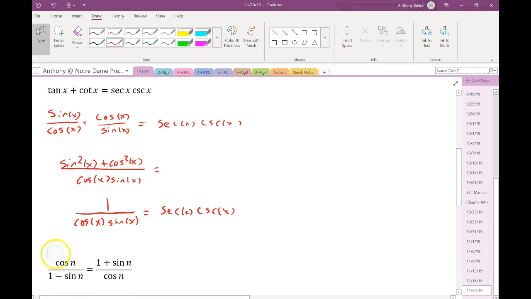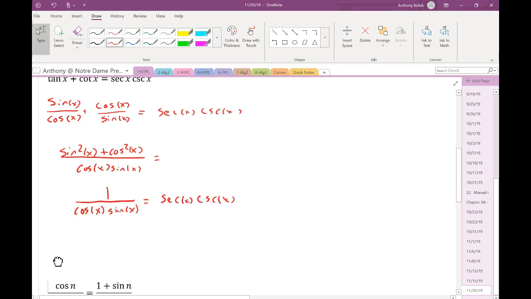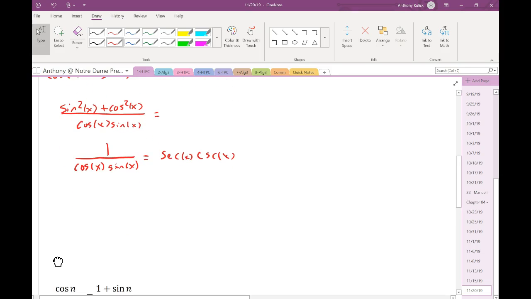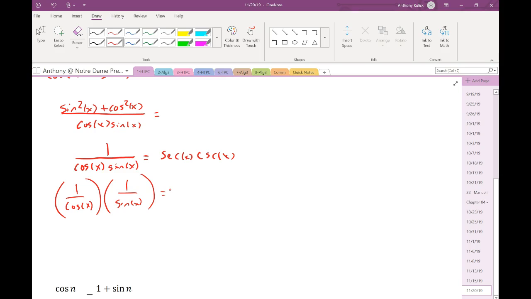Yeah, when you say split it in half, Sam, what do you really mean there? 1 over cosine times 1 over sine. Yeah, so he means that this fraction I can think of as the product of these two fractions. Everybody agree with that? And what made you want to do that? Well, look at where we're trying to get to. Oh, I get it. Yeah.